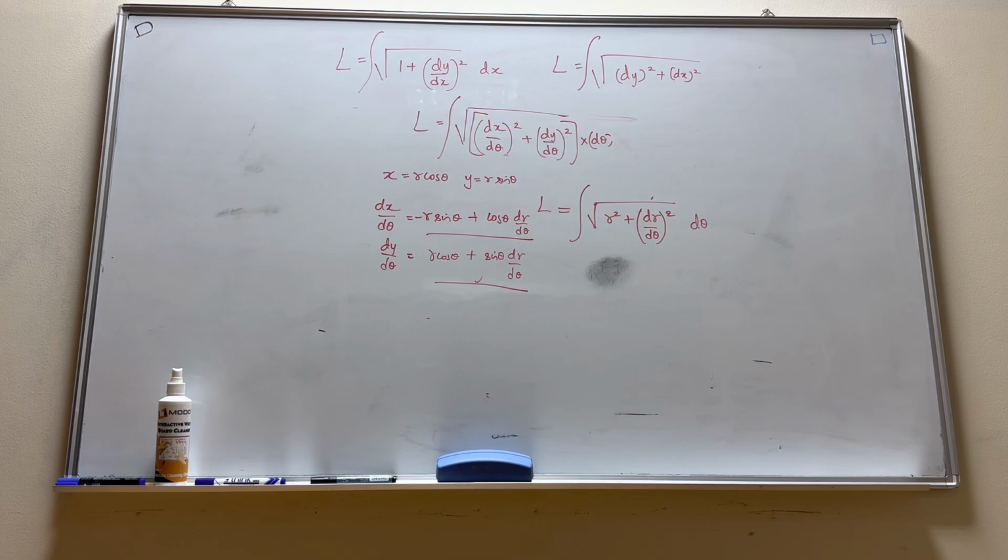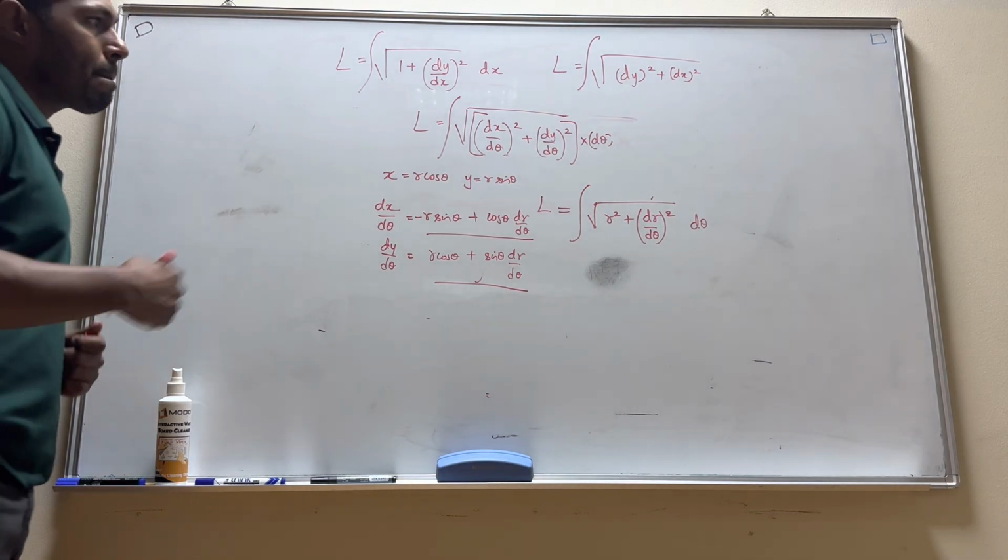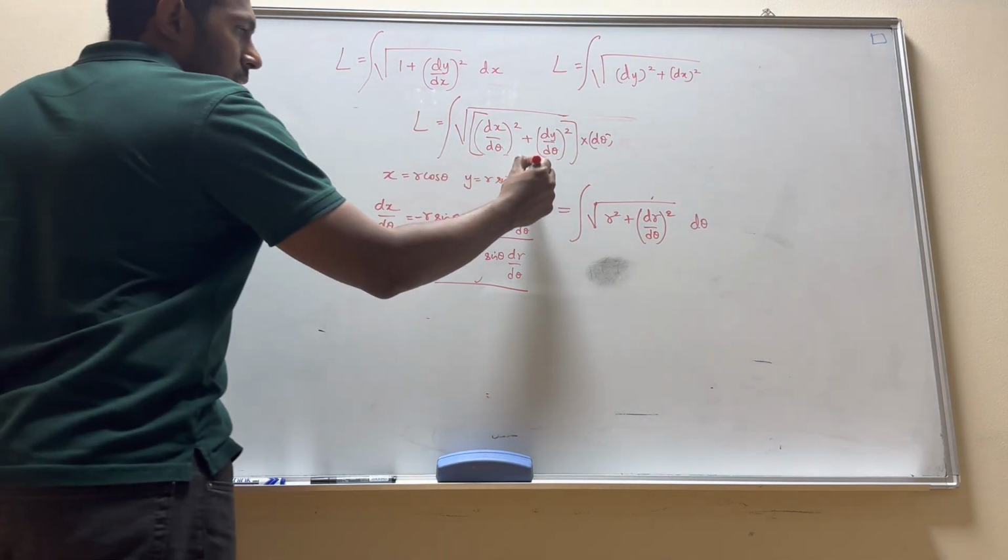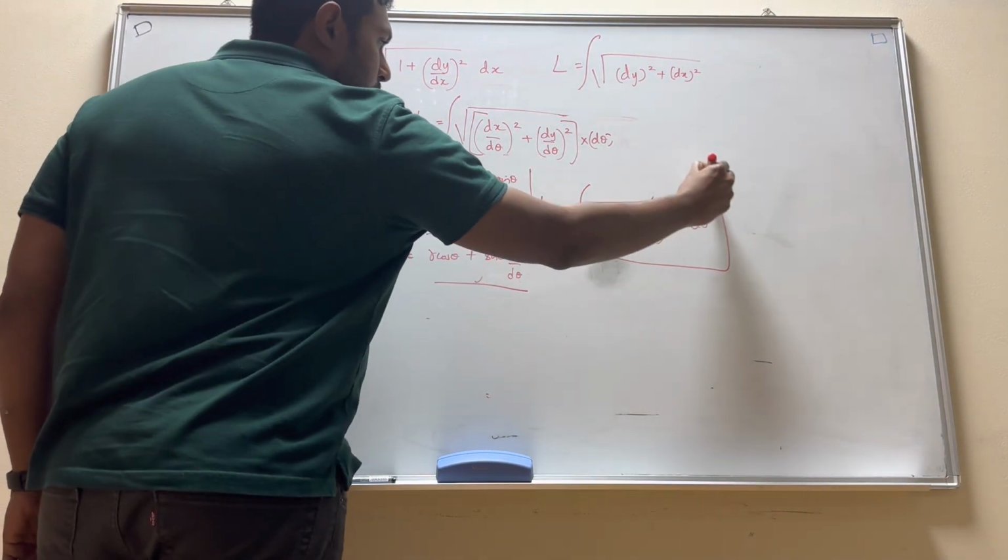Yeah, it simplifies to r square plus dr by d theta square. Yeah. This is the length in polar form.